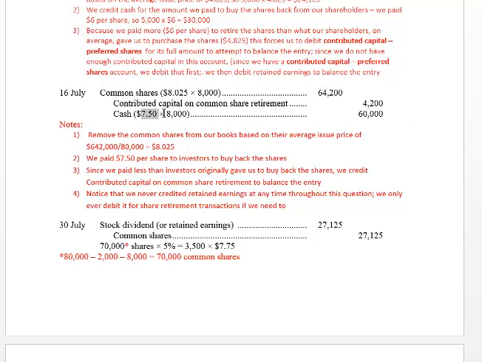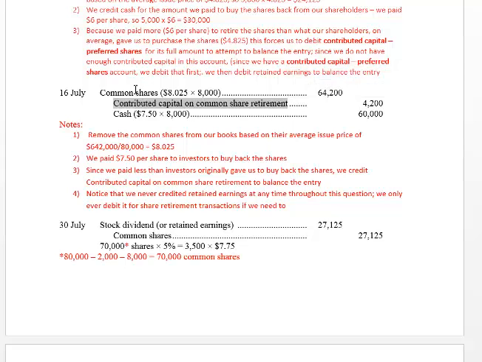Now, it cost us less at $7.50 a share to buy them back from investors than investors on average gave us. So we're crediting cash for an amount of $60,000, which is less than the amount that investors on average gave us for each of the 8,000 shares, which would give us a debit to common shares of $64,200. So that means we have like a gain, but we can't call it a gain. Why? Because gains go into income. We haven't got an income transaction here. We've got an equity transaction, which means that we can only credit a contributed capital account.